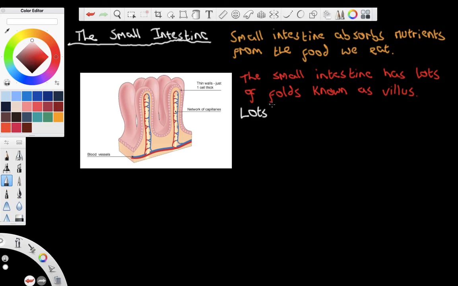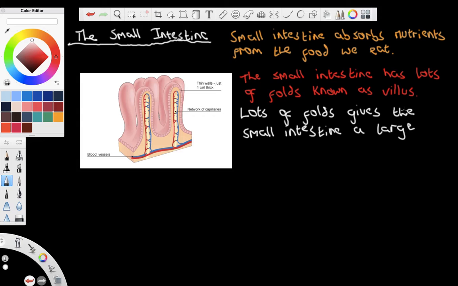So lots of folds gives the small intestine a large surface area.